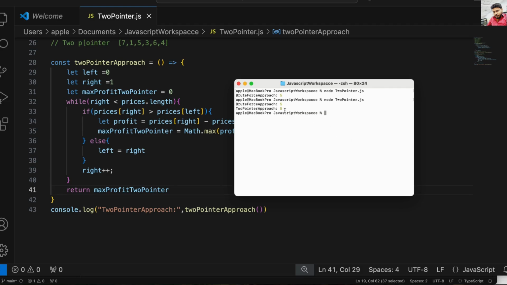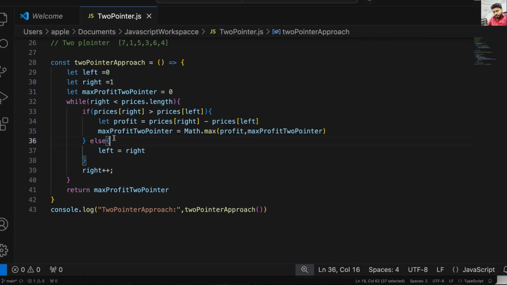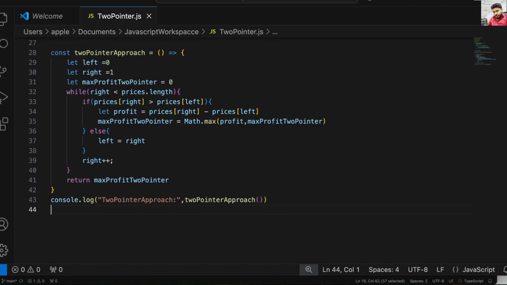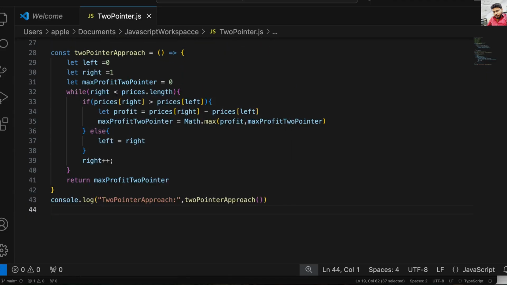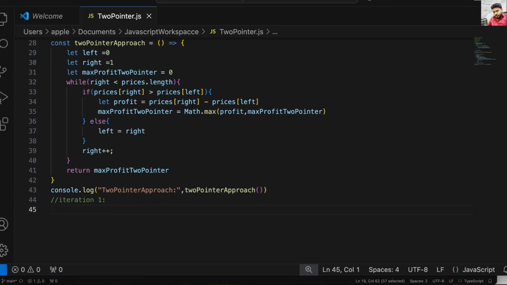I am going to check whether it will return the same output as brute force. Yeah, it is returning the same output, 5. It will calculate the same profit. So how is this possible? First iteration, we are going to keep two values, 7 and 1. So let me explain the first iteration, then you will understand what I am doing.